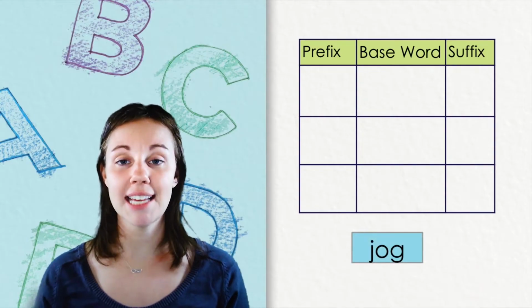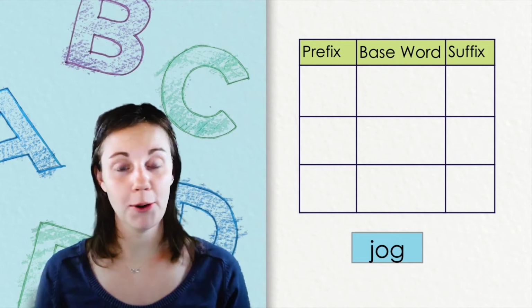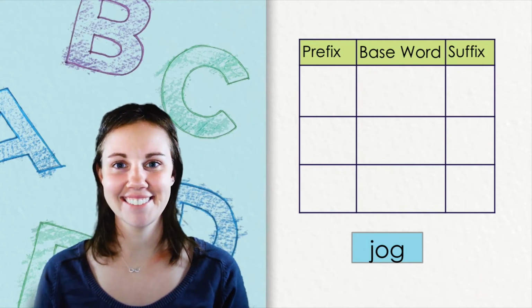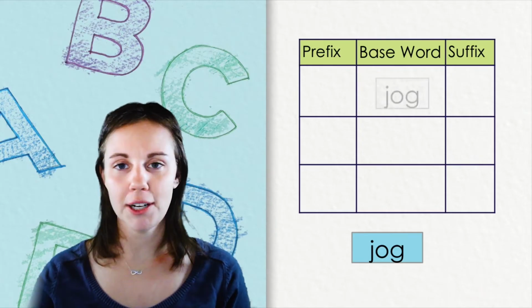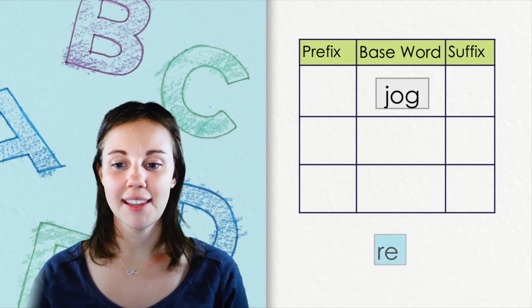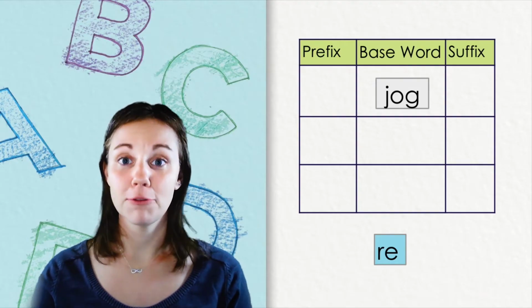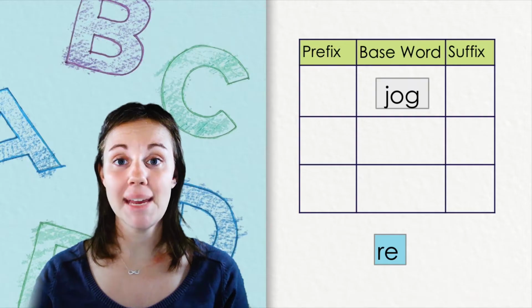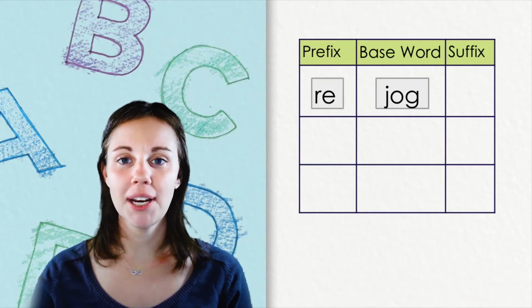This first part says jog. Prefix, base word, or suffix? That's right. Jog is a base word. It can be a word all on its own. How about re? Re is a prefix meaning again, to do something again. We put it at the beginning.